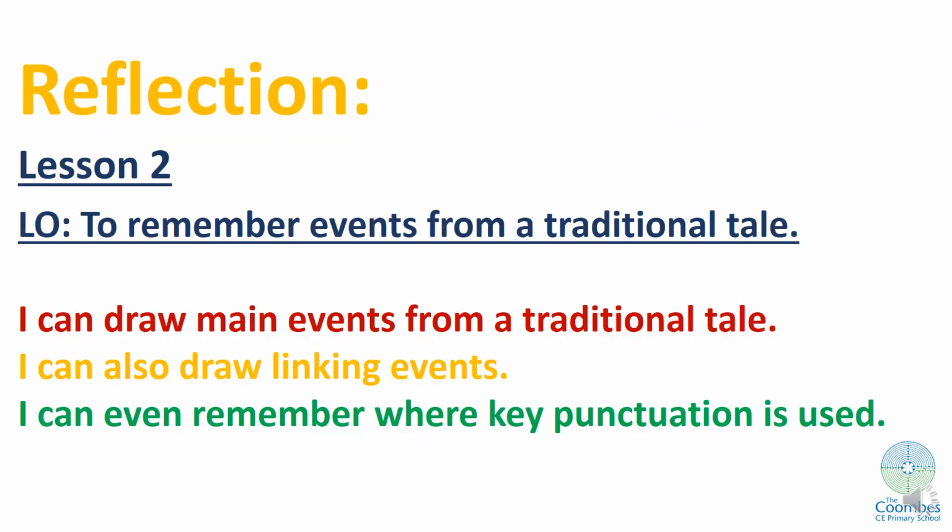It is the reflection time then. So reflection for our lesson 2. Today you were remembering events from a traditional tale. The first, I can draw main events from a traditional tale. So that is the main things that happen. I can also draw linking events. So thinking about the smaller things that happen in there. And I can even remember where key punctuation is used. And that was the hot task, making sure you've got that key punctuation in there.